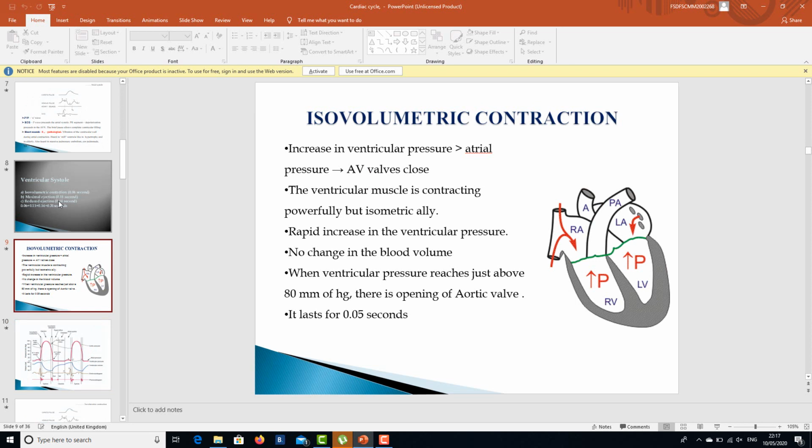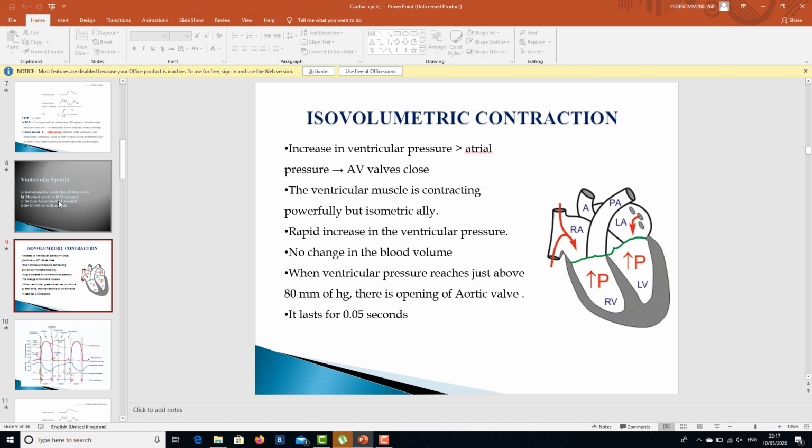Let's talk about isovolumetric contraction. Now there is increase in the ventricular pressure, due to which it increases even that of the atrial pressure, and there is closure of atrioventricular valves. Now the ventricular muscles are contracting powerfully but isometrically, leading to increase in the ventricular pressure, but there is no blood ejection up till now, so the blood volume has not been changed.